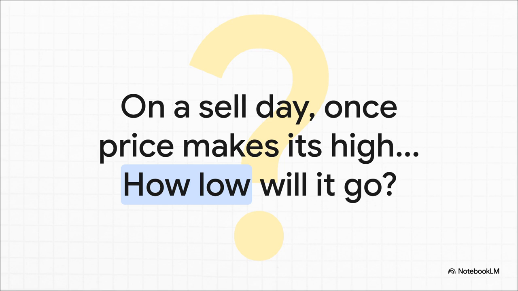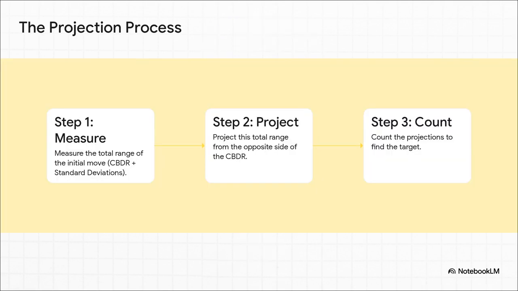The big question is, just how low is it going to go from here? This method is designed to give us a very specific answer. The process itself is actually pretty simple when you break it down. First, you measure the total range of that initial fake-out move. Second, you take that exact same measurement and you project it from the other side of the CBDR. And finally, you can actually stack these projections on top of each other to find potential price targets.